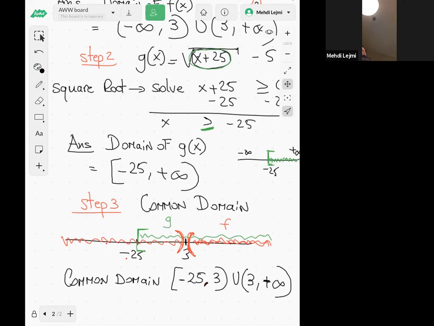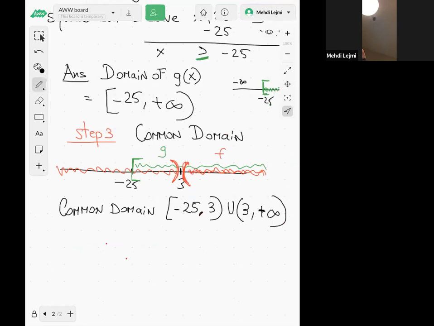And so that's the domain of f plus g, f minus g, f times g. That's negative 25 included, 3 excluded, union with 3 to positive infinity.